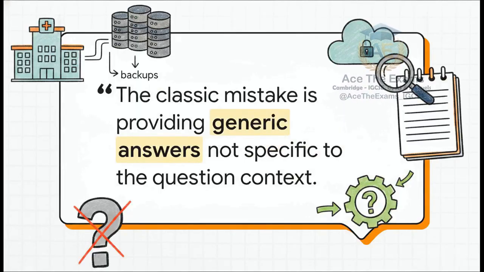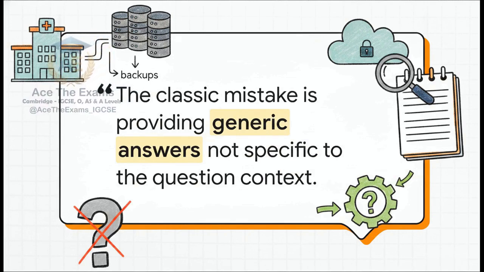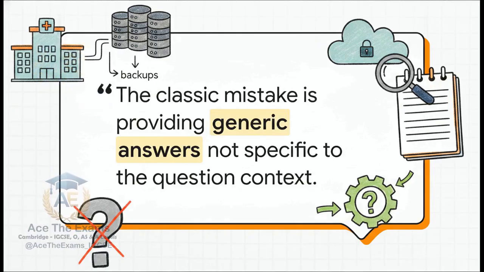And that brings us to Challenge 2, Find the Flaw. Listen to this direct quote from the principal examiners. The classic mistake is providing generic answers not specific to the question context. Always link every point to the given scenario. This is huge. If I show you a sample paragraph that says, "A full backup copies all files to a secondary storage device to prevent data loss," can you spot the flaw? The flaw is that it is entirely generic.